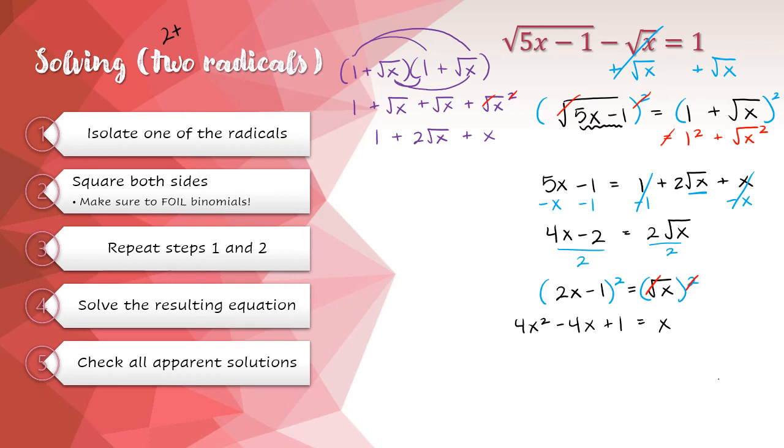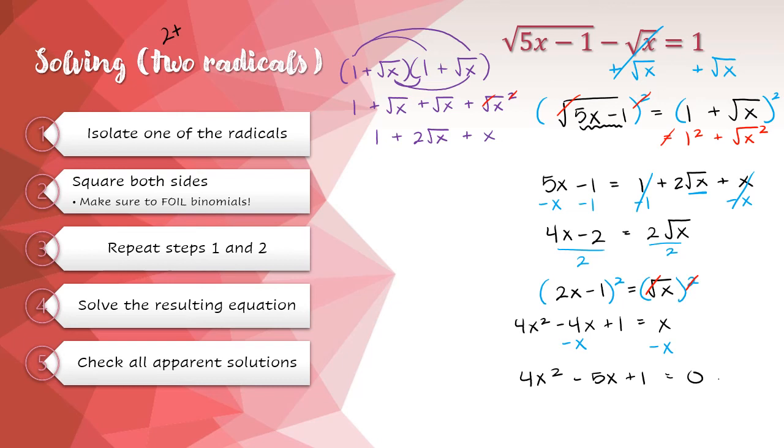So again, we're going to want to solve this using either factoring or the quadratic formula. But of course, it needs to be equal to 0 first. So let's subtract x from both sides and get 4x squared minus 5x plus 1 is equal to 0. Okay.